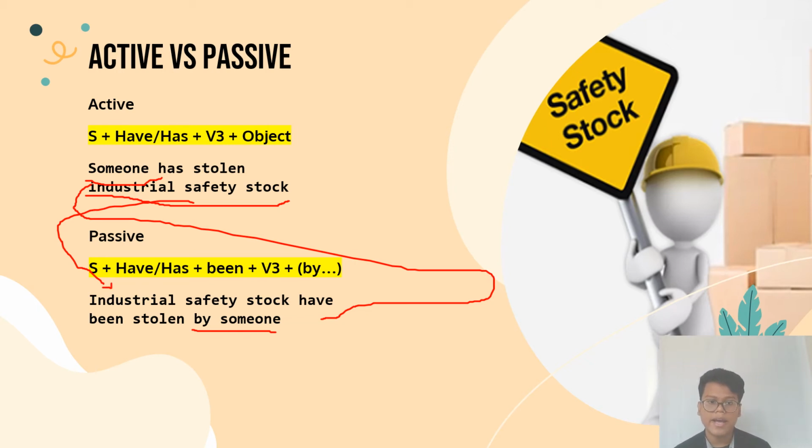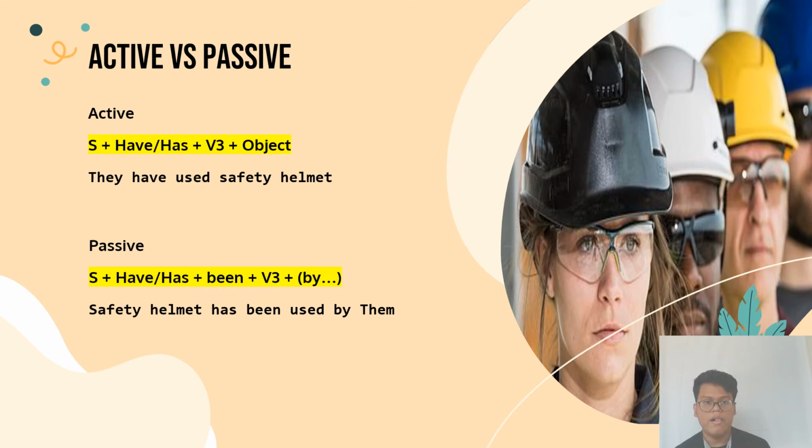Why do we use "has" in active voice? In present perfect tense, we use either has or have. If the subject is singular, we use has, and if plural, we use have. Someone is singular, so we use has. And industrial safety stock is plural, so we use have. Okay, I hope you understand what I explained. Let's go to the next example.